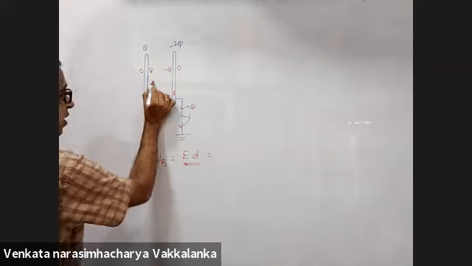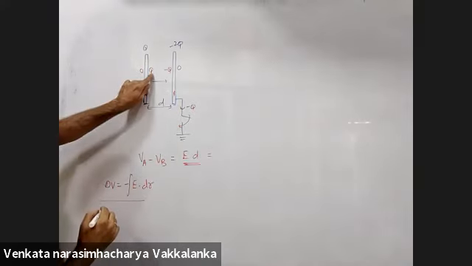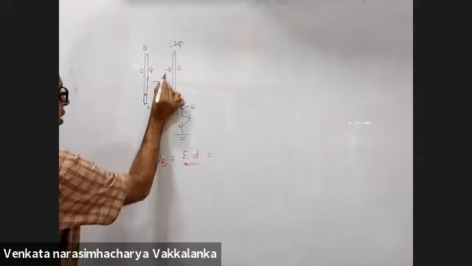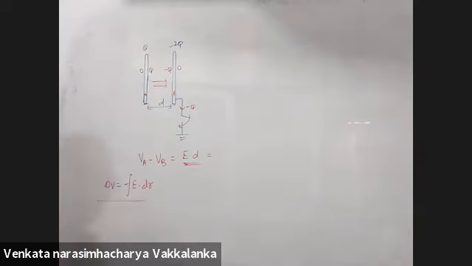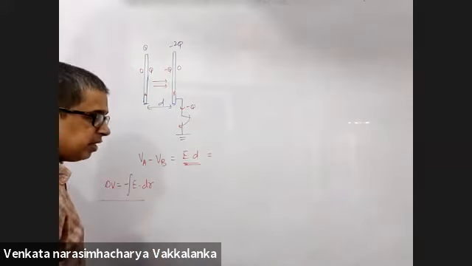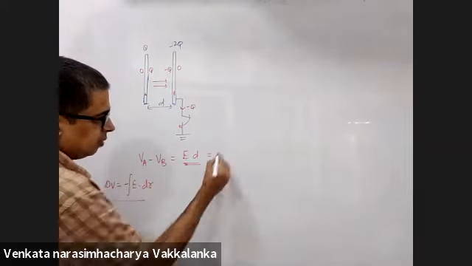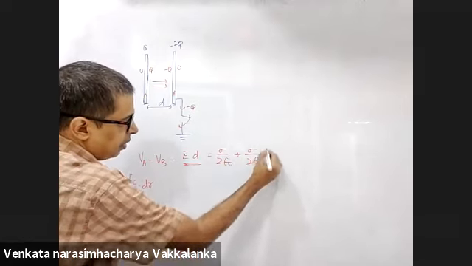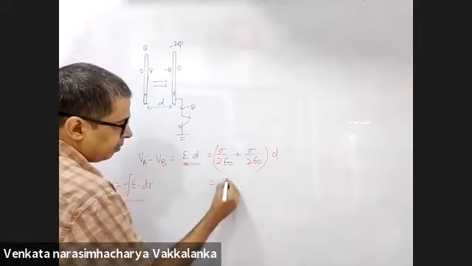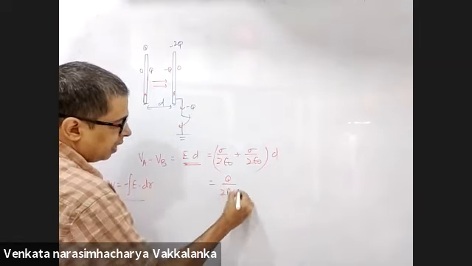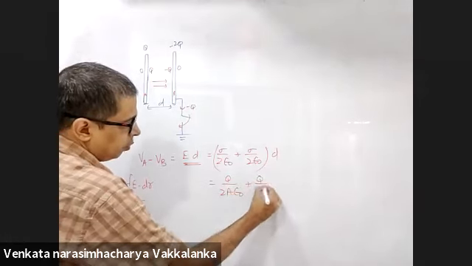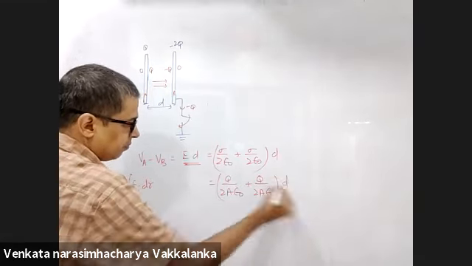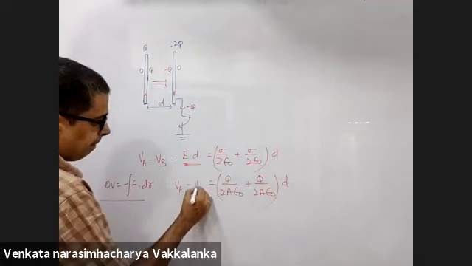Now, do I know the field here? It will be both because of Q and minus Q. Q will also give me field in this direction, minus Q also will give me field in the same direction. Do you agree with that? Yes, sir. Sigma by 2 epsilon naught plus sigma by 2 epsilon naught into D. Sigma is Q by A into D. Now this is VA minus VB.